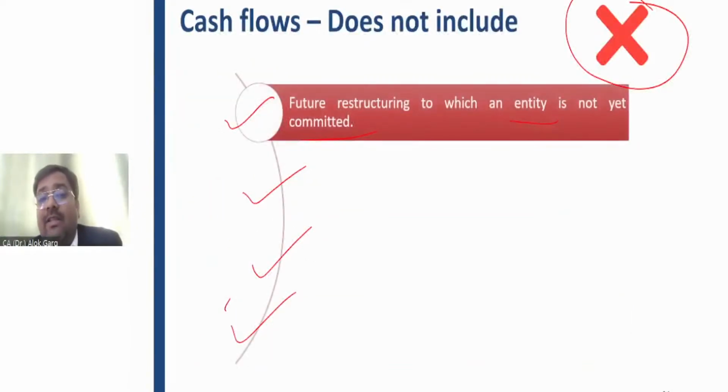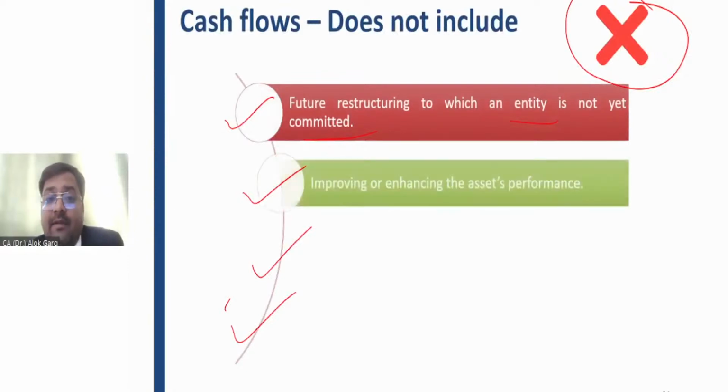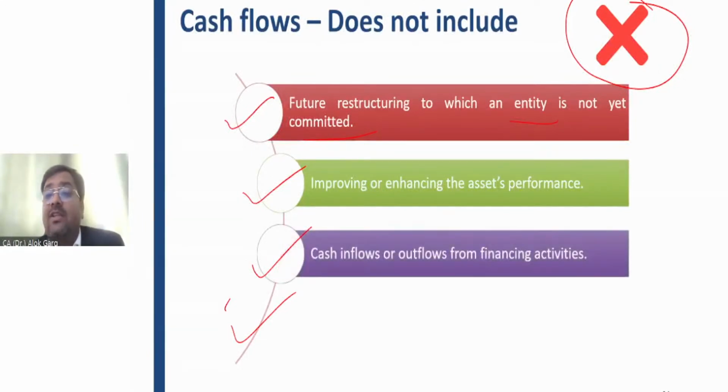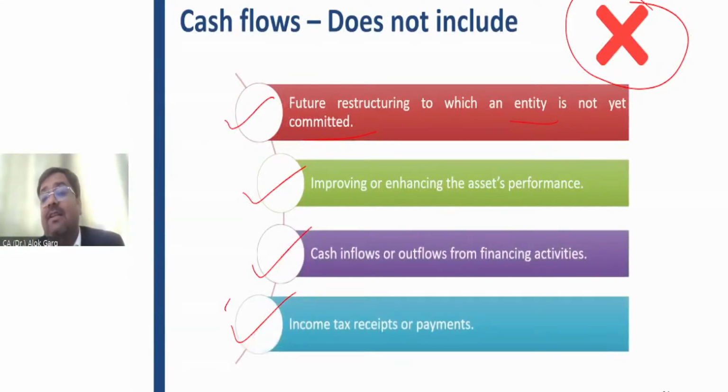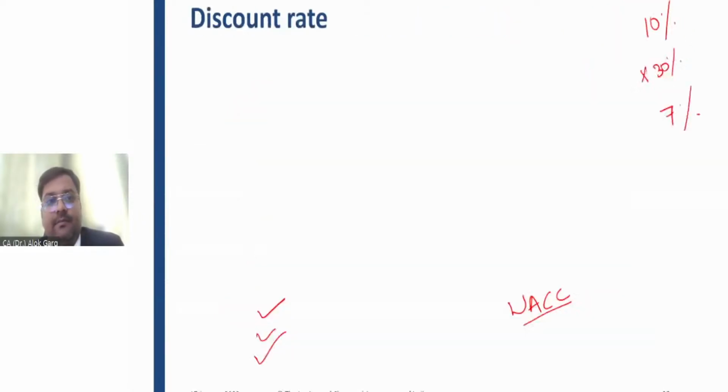What is not included in the cash flow? Future restructuring to which an entity is not committed, right? Improving or enhancing the asset performance. For example, you are thinking that in future, I will improve the asset performance by which my cash flow will also improve. You cannot take that, right? Cash inflow or outflow from financing activities as well as taxes, right?